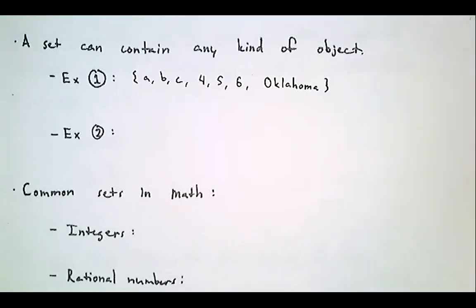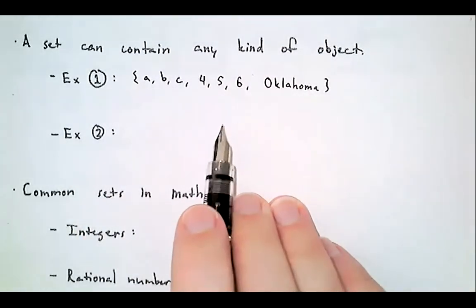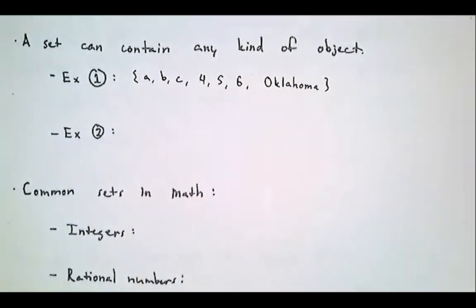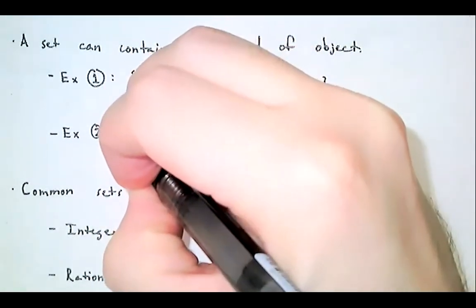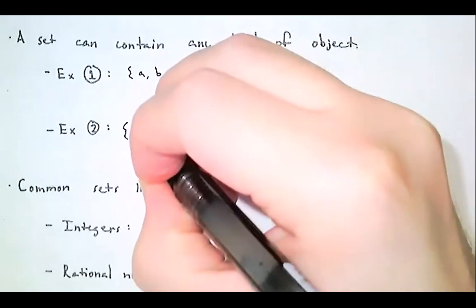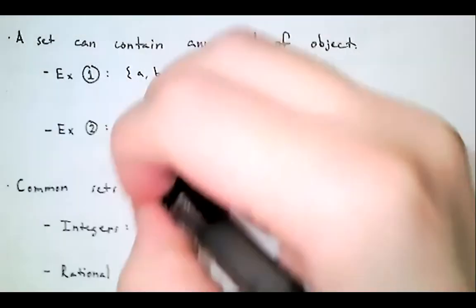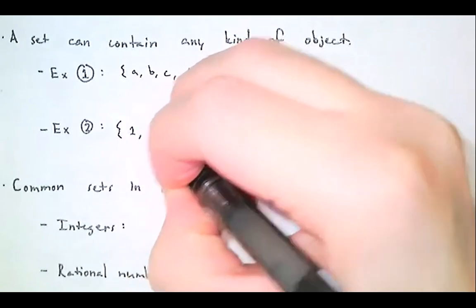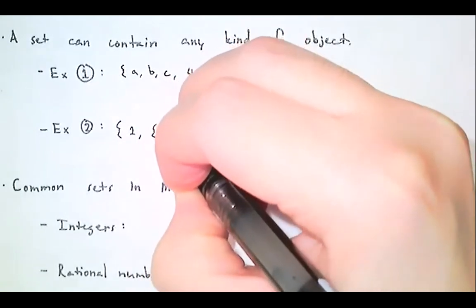Okay. So this is a perfectly good set. Probably not one that you'll run across in the real world, but if you wanted to make this set, you could. And for my second example here, there's a tricky thing about sets. A set can actually have another set inside of it as an element. So this set could have the number 1, but it could also have the set containing 1 as an element.